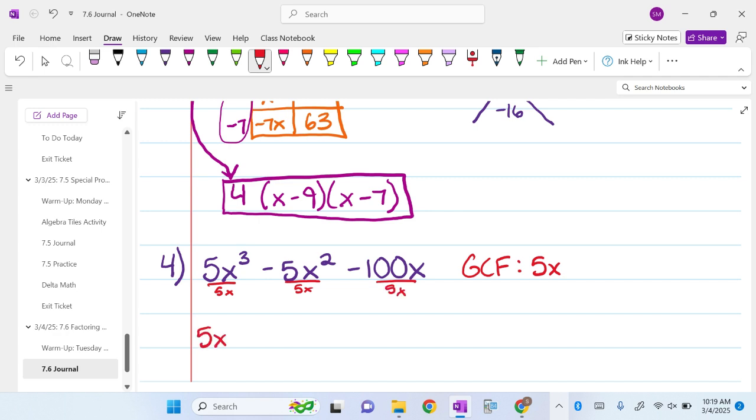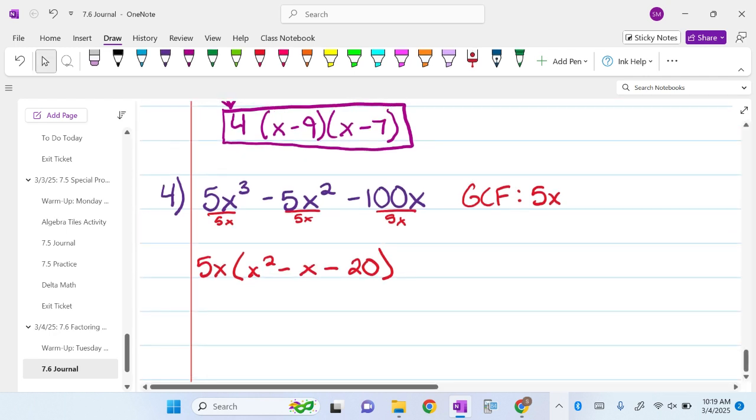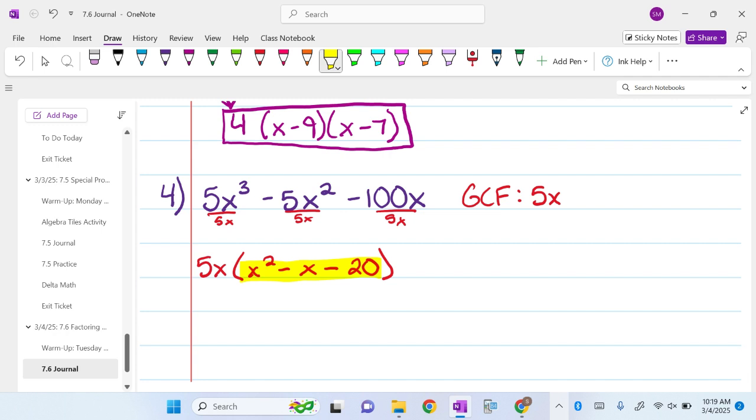So I have 5x on the outside. So I get x squared minus x minus, what's 100 divided by 5? Nope. 20. Good. 100 divided by 5 is 20. All right. So, our bubble we have left is a trinomial, so we go straight into big X.